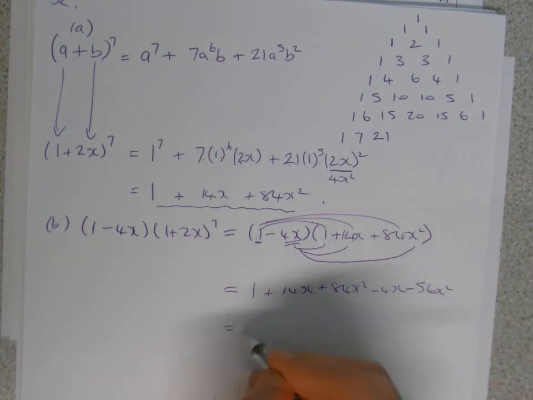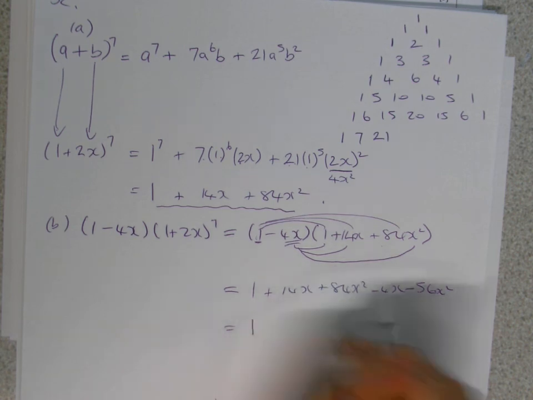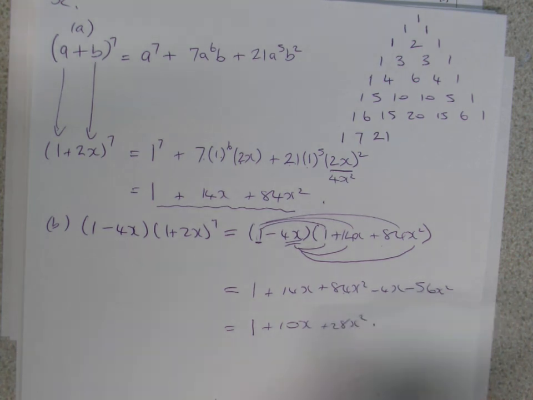So when I simplify, this becomes 1, 14x take away 4x is 10x, 84 take away 56 is 28x squared. Okay, and we're done.